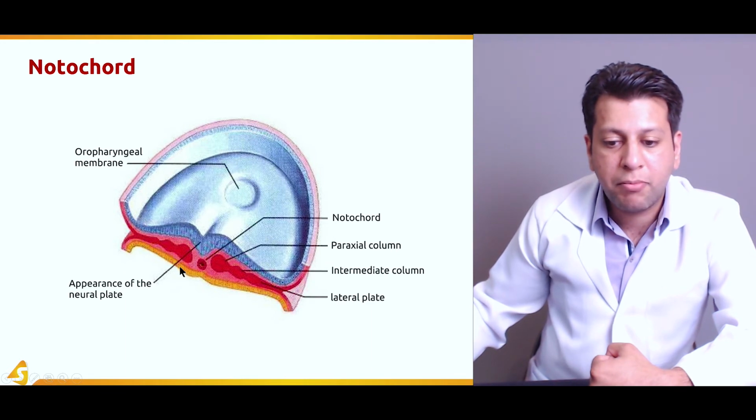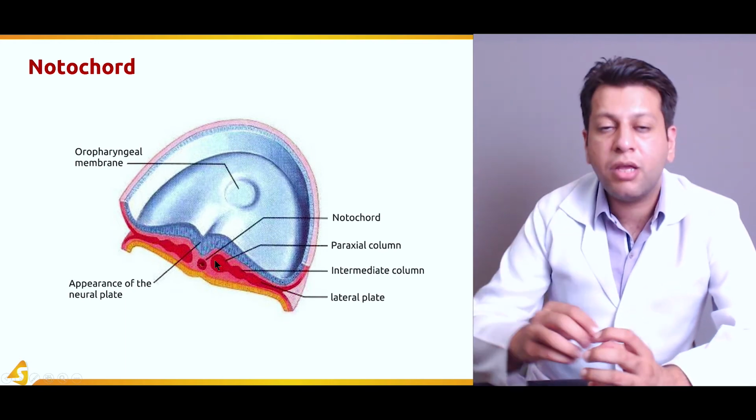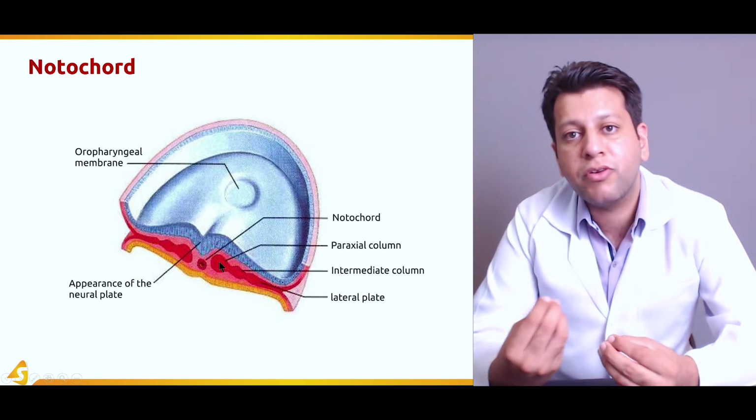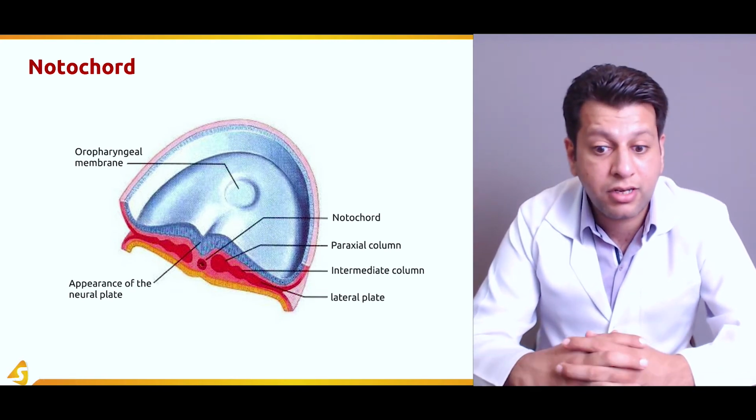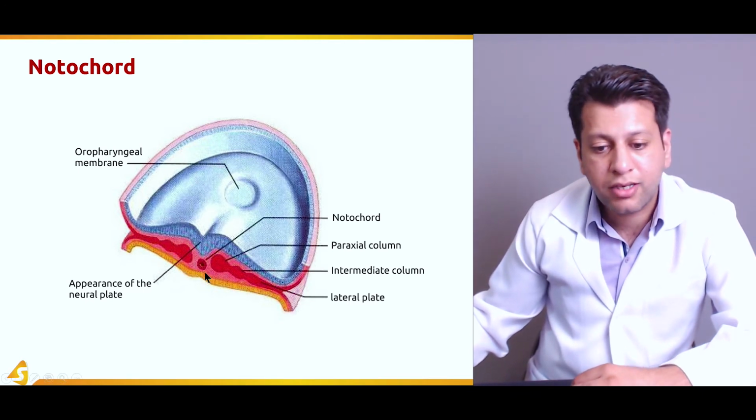layer. You can appreciate the part of the mesoderm which is lying adjacent to the notochord is termed as paraxial mesoderm. And then there is intermediate mesoderm, and this is the lateral plate mesoderm. Now, all three parts of the mesoderm will give rise to different structures, which I will be discussing in the next lecture. But at this moment, if you appreciate, notochord formation has taken place.